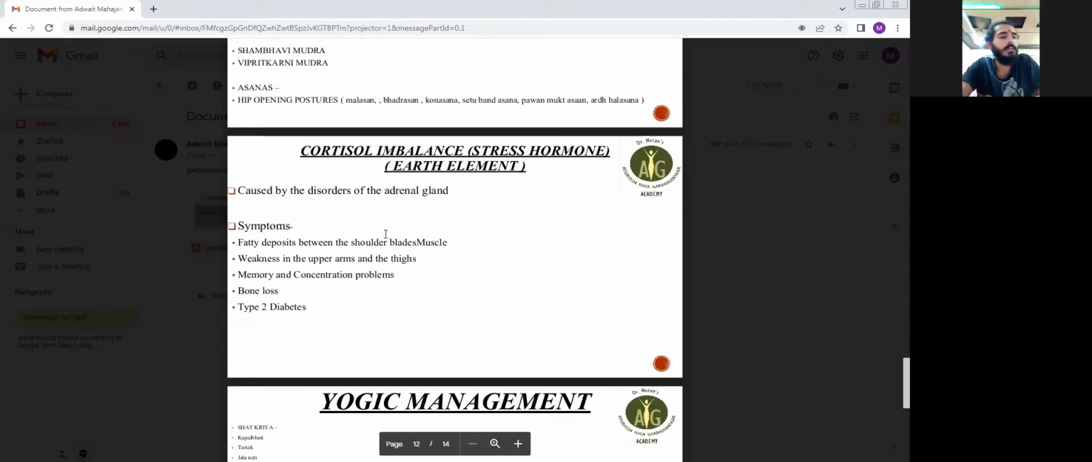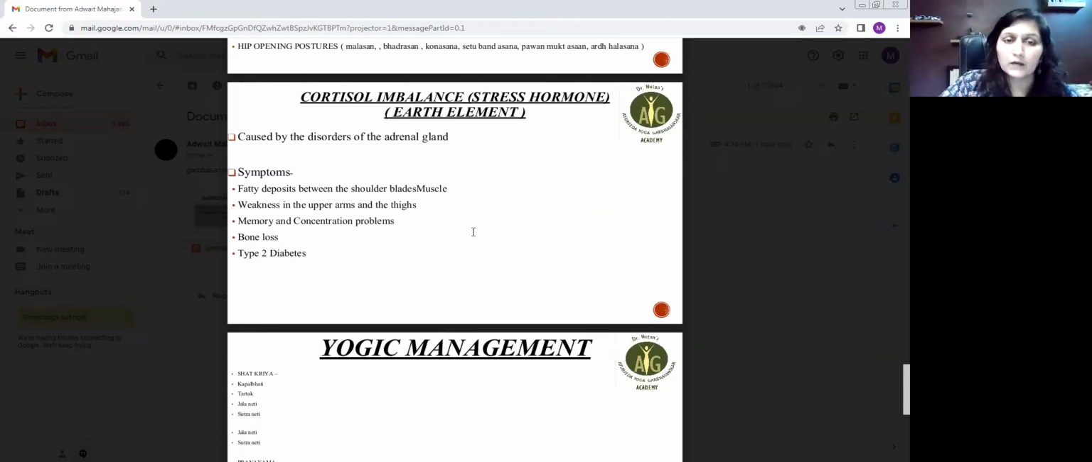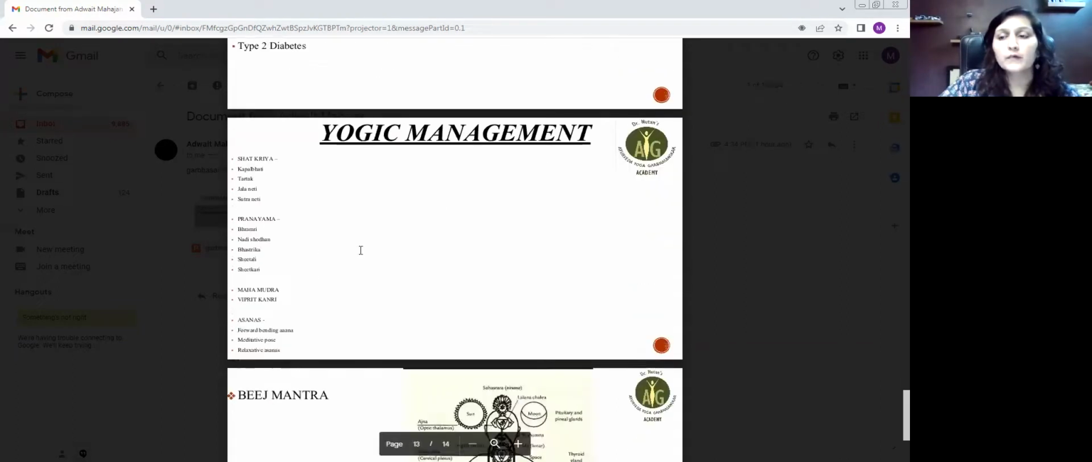And lastly, we come to the cortisol imbalance, or the stress hormone. It is caused by disorders of the adrenal gland. Now, symptoms of cortisol imbalance are fatty deposits between the shoulder blade muscles, weakness in the upper arms and the thighs, memory and concentration problems, bone loss, and type 2 diabetes. And the yogic management would include?